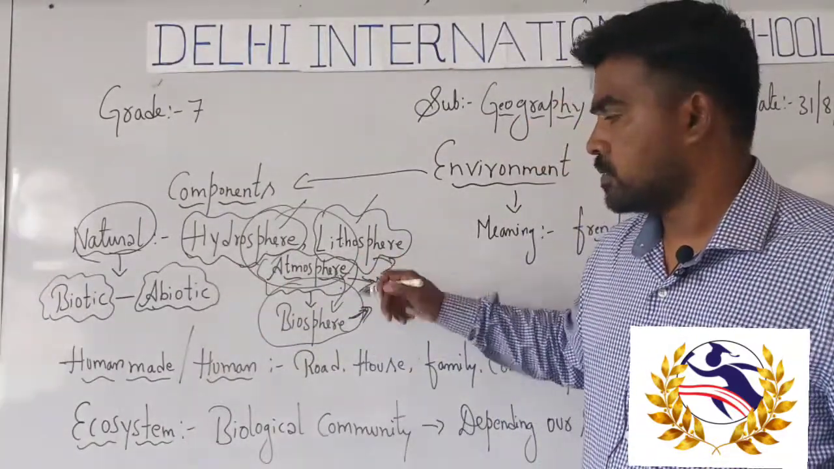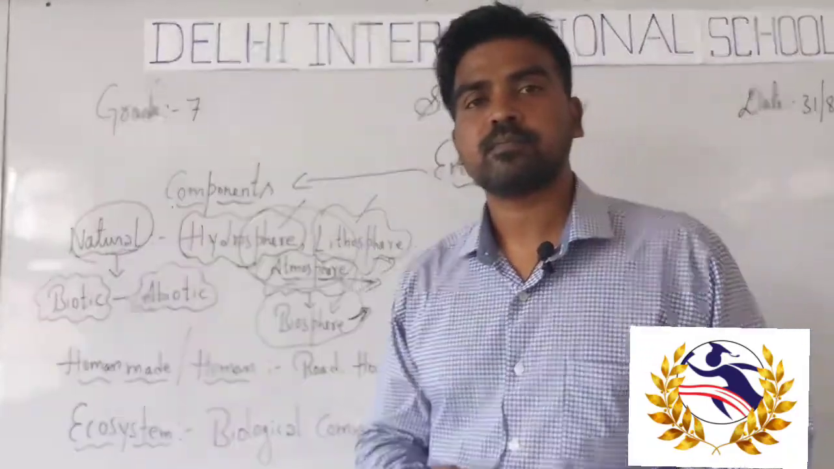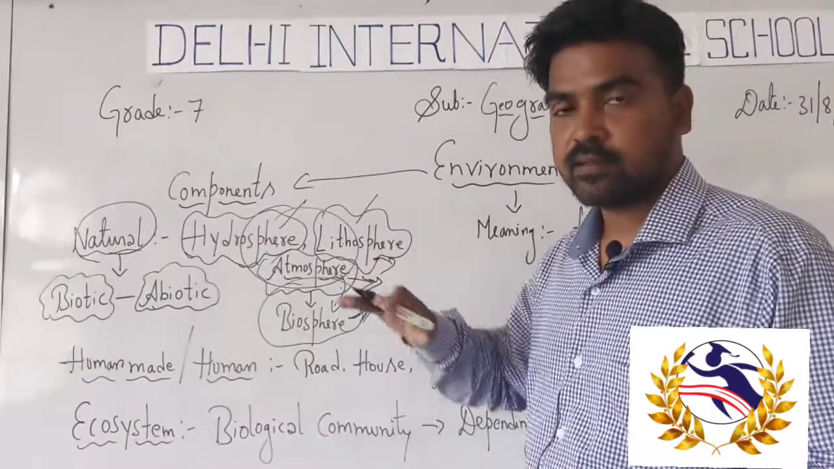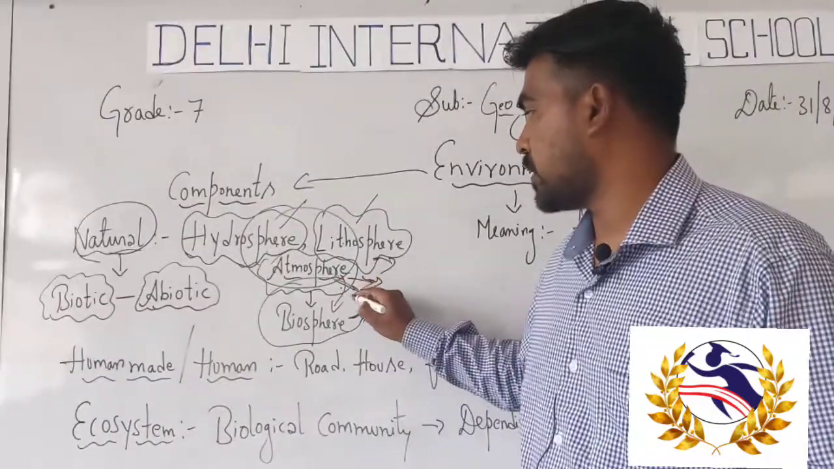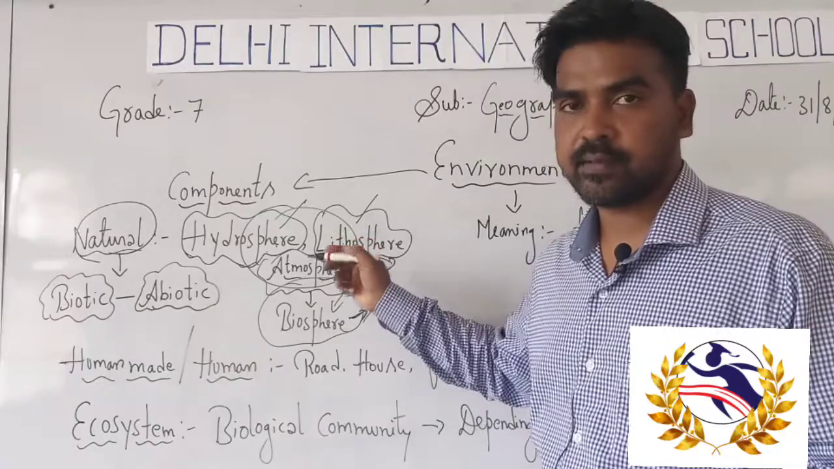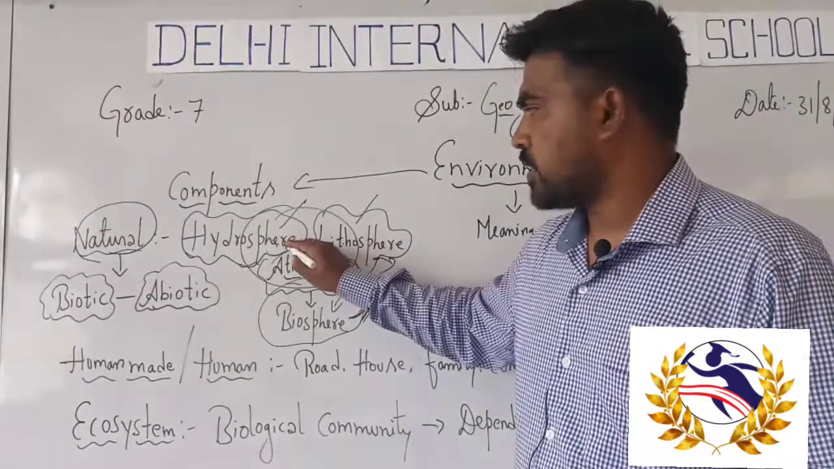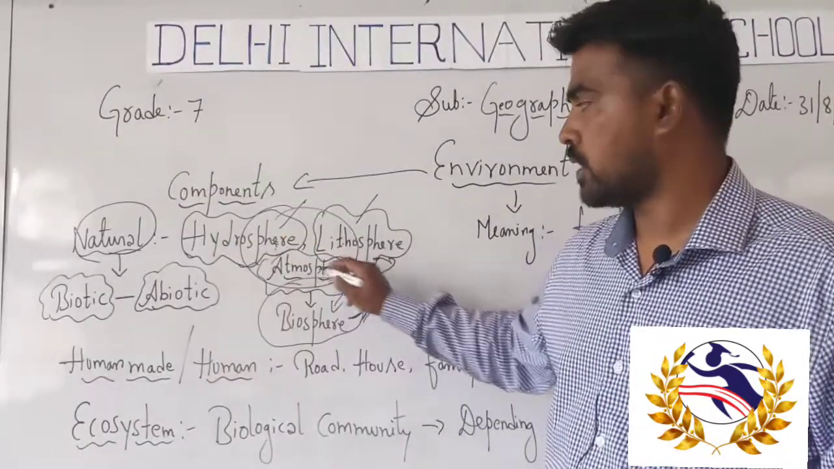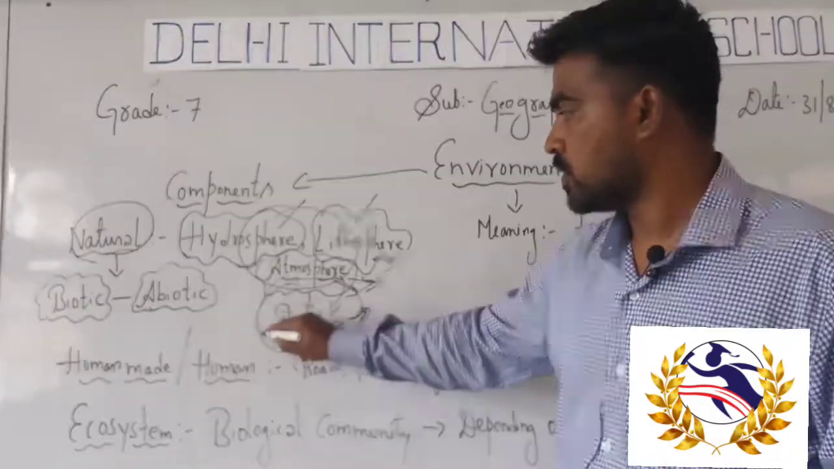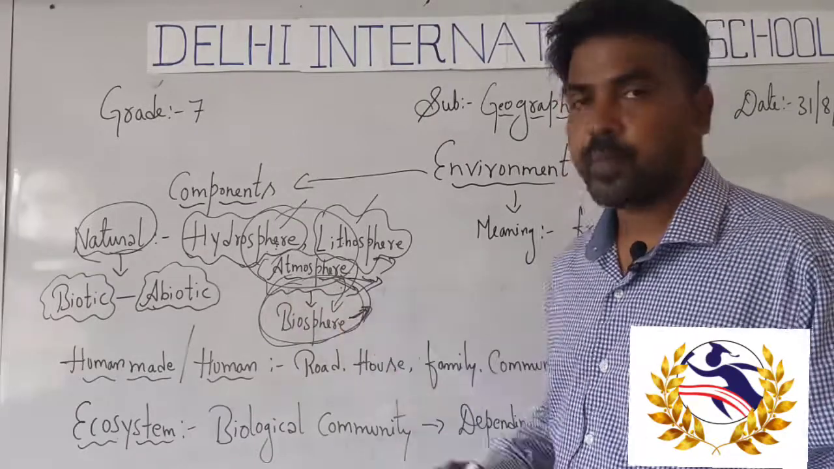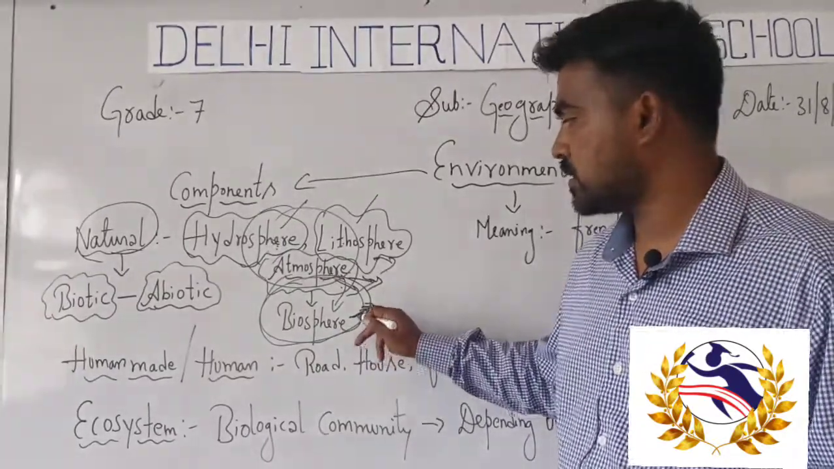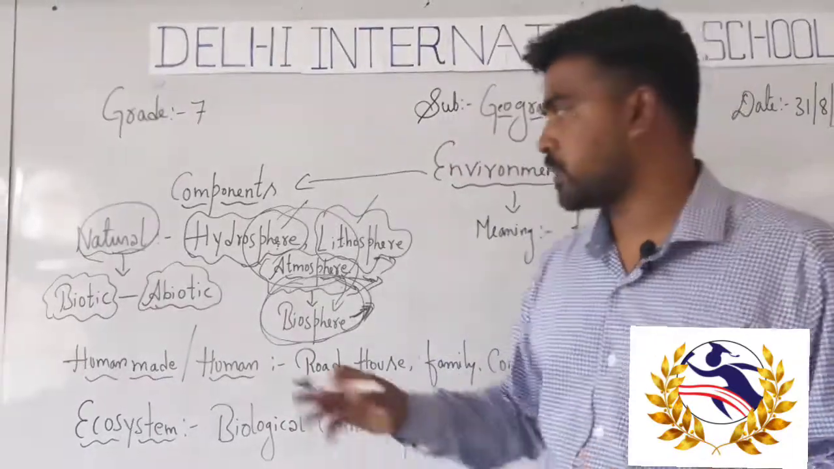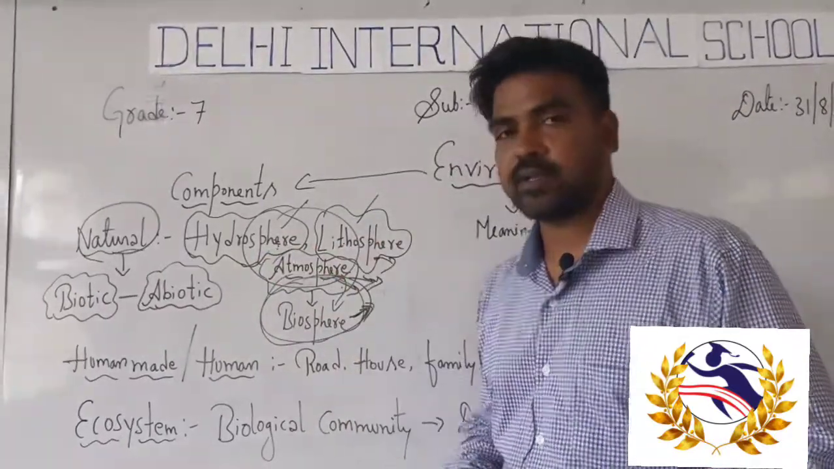And human beings, plants, and animals live in the lithosphere, the land, the outer surface of the earth. In the atmosphere, birds fly in the air. So we can see life everywhere in all the domains: in land, water, and air. Together we call this the biosphere, where life exists. It is a narrow zone or narrow contact between the hydrosphere, lithosphere, and atmosphere.